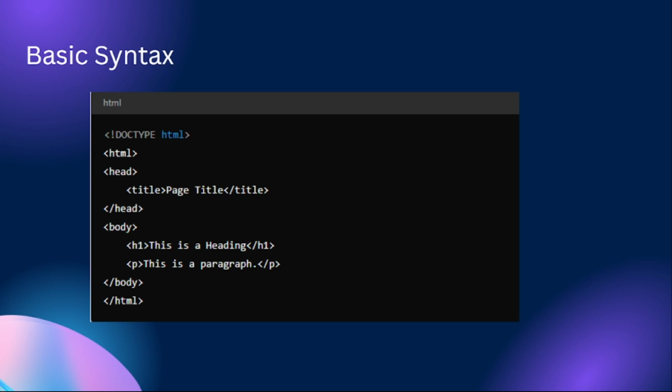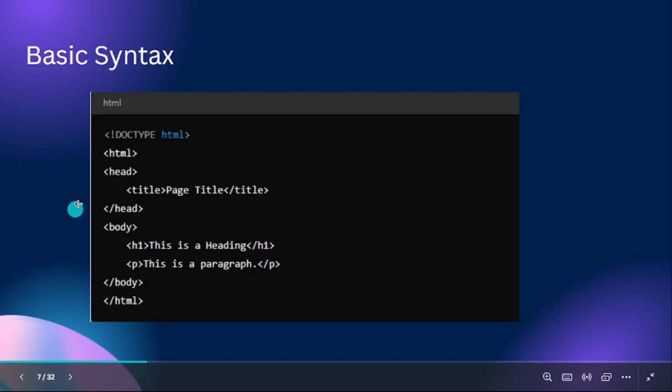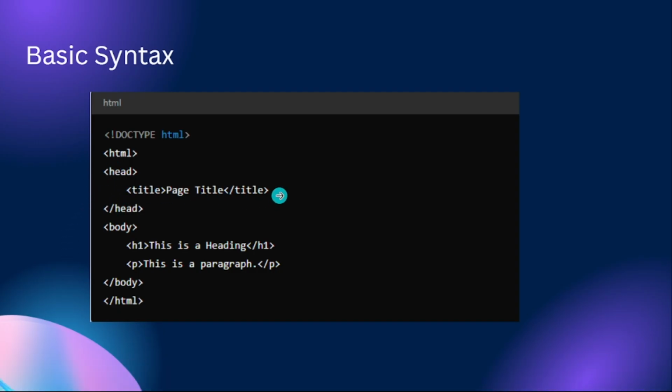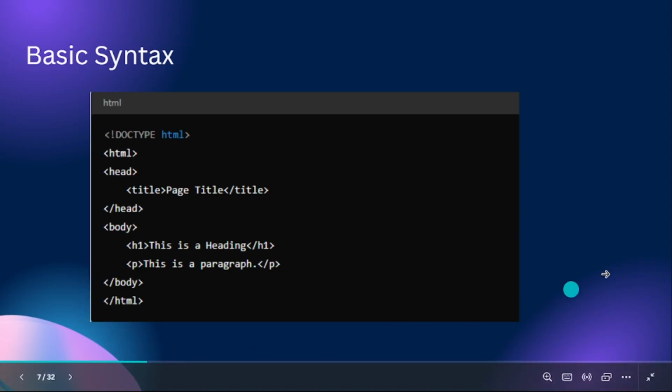So here is a basic syntax of the HTML tag. First of all, doctype means document type of the HTML. Then the starting HTML tag and closing HTML tag. Then we have the head tag. In the head tag we provide the title of our web page, and also the internal CSS is applied here only. Then we have the body tag. Whatever we write in the body tag, that is the structure of the web page.